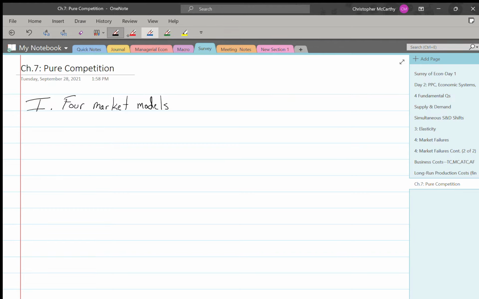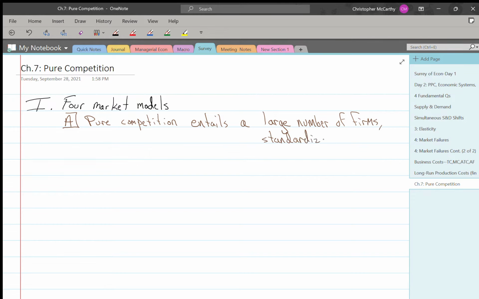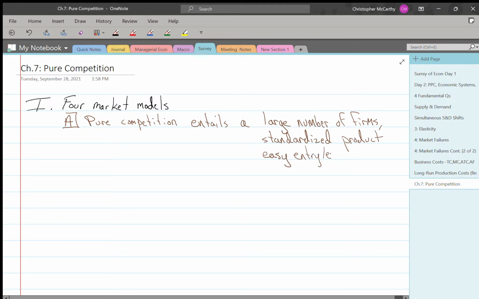And the 4 models that we are going to be looking at, we've got the one that we're going to be looking at today, pure competition, which entails a large number of firms, a standardized product, and probably the most important one, easy entry and exit by new and existing firms. So those are our 3 overarching definitions of pure competition.